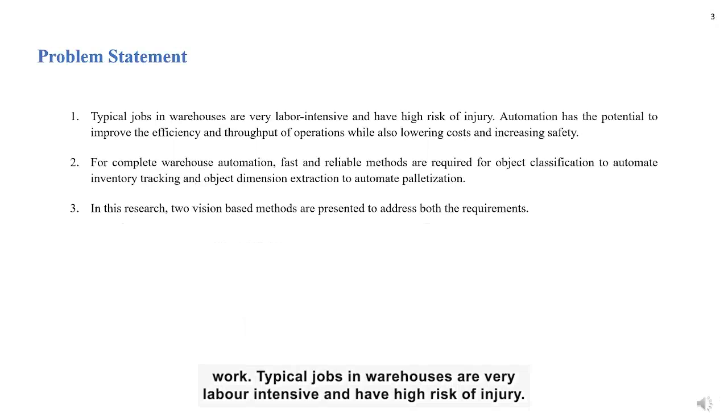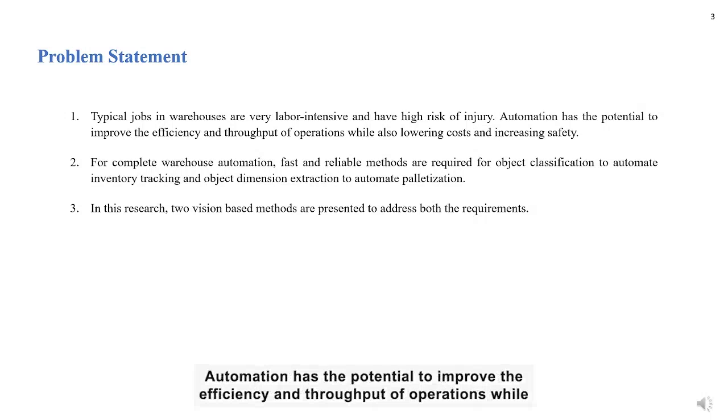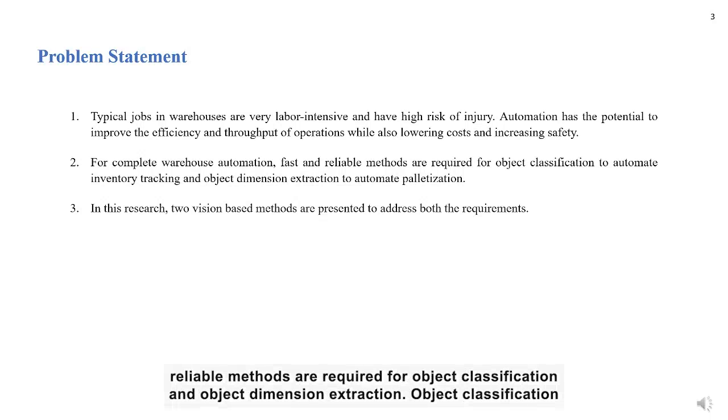Typical jobs in warehouses are very labor intensive and have high risk of injury. Automation has the potential to improve the efficiency and throughput of operations while also lowering cost and increasing safety. For complete warehouse automation, fast and reliable methods are required for object classification and object dimension extraction.